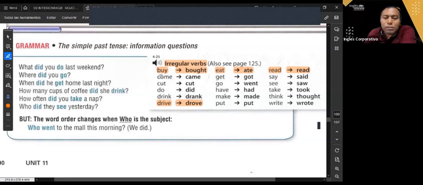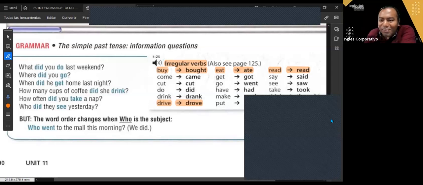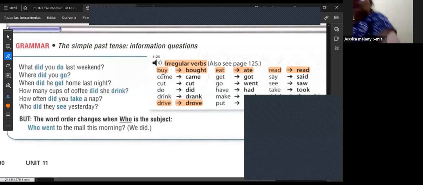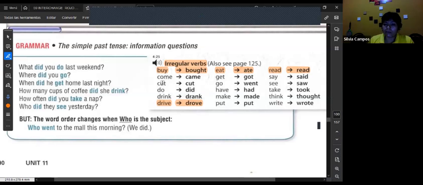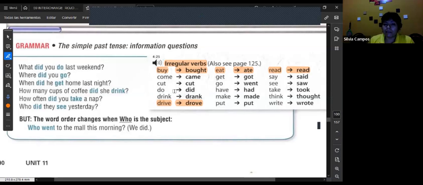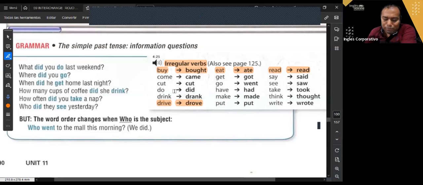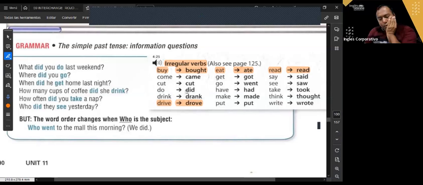Okay, so repeat one more time. Okay, repeat that for me. Irregular verbs. Sí, hay alguien que está hablando con la familia. Okay, so repeat that for me. Buy, bought. Come, came. Cut, cut. Do, did.